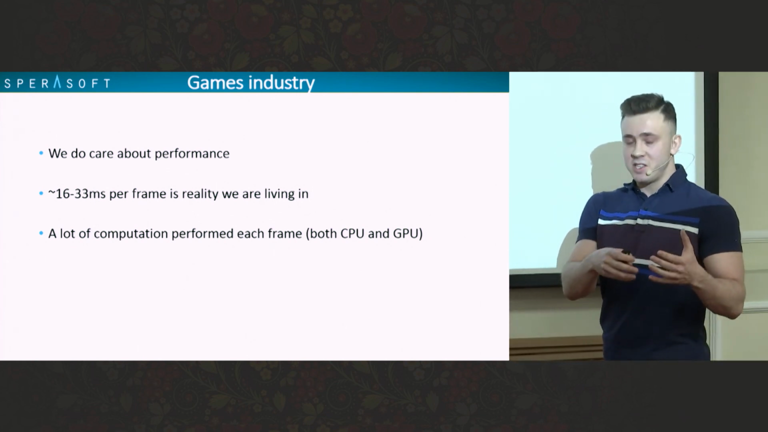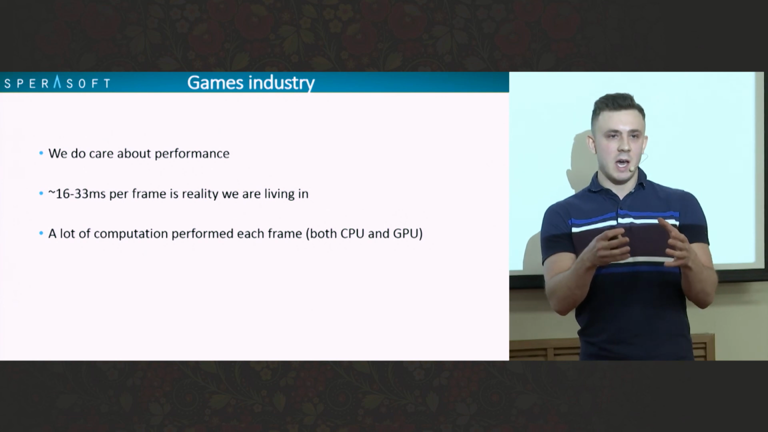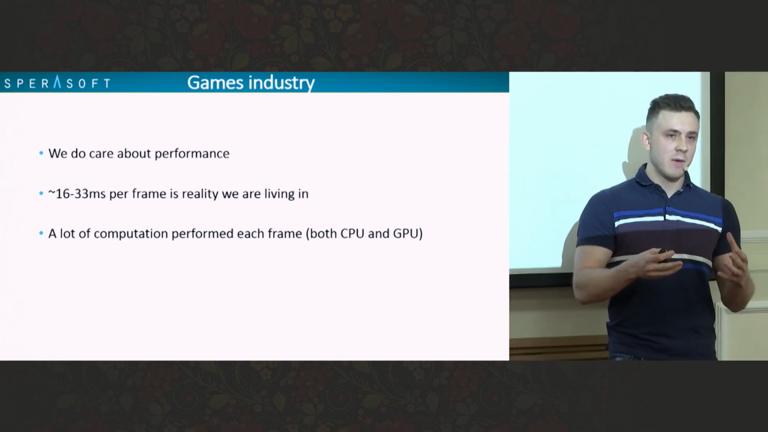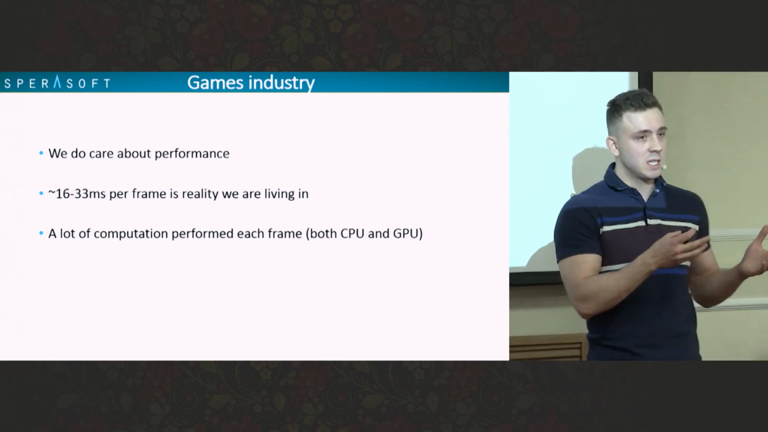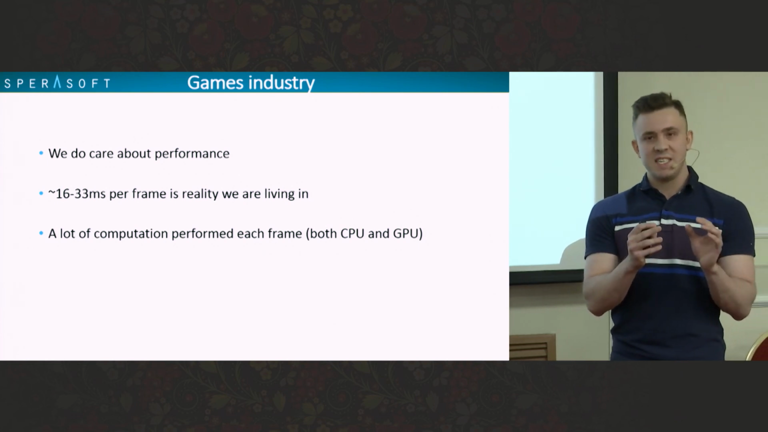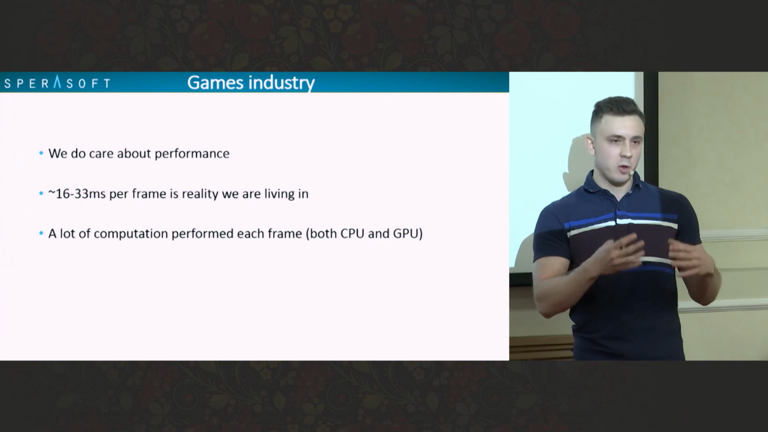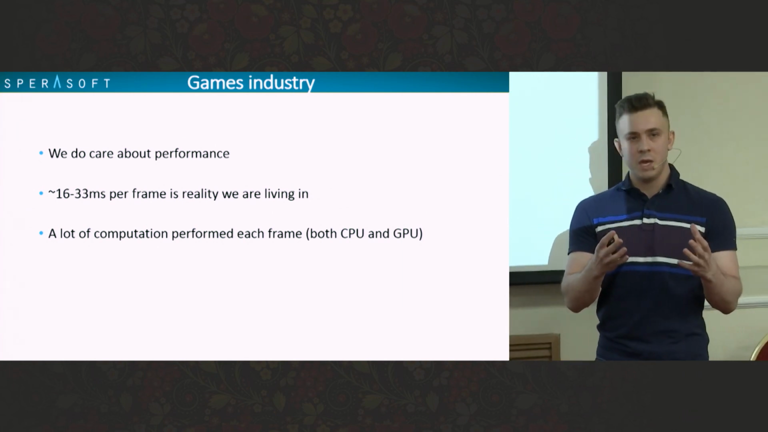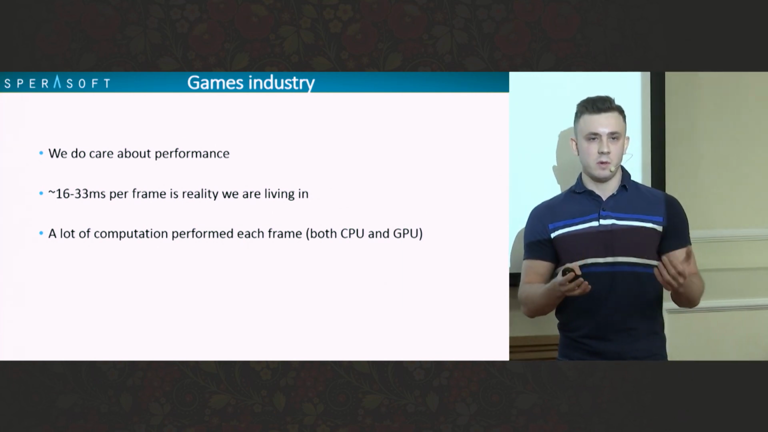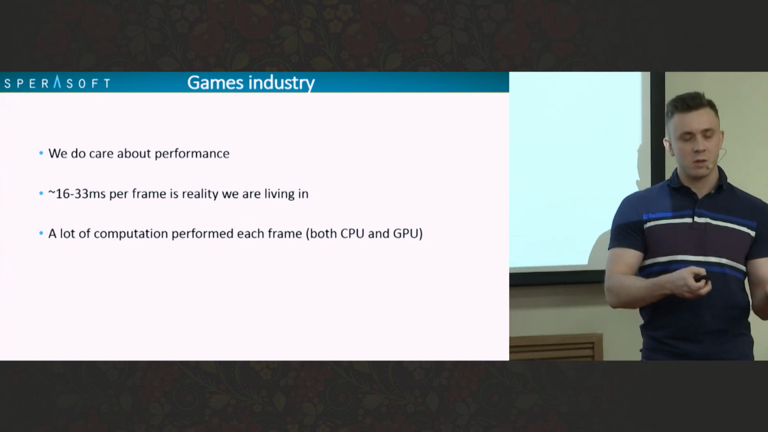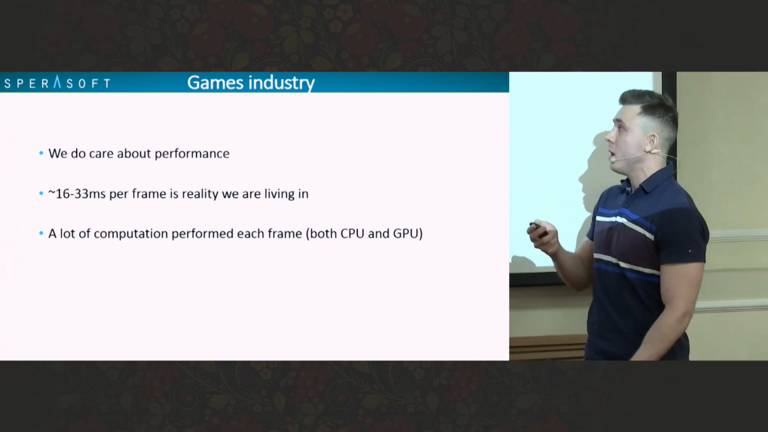So, developing AAA titles, we do care much about performance. For example, if you're making a game which runs at 60 FPS, you have 60 milliseconds per frame to update the frame, and there is a lot of computationally intensive stuff going on, both on the CPU side and the GPU side. So we will focus on the CPU in this talk.